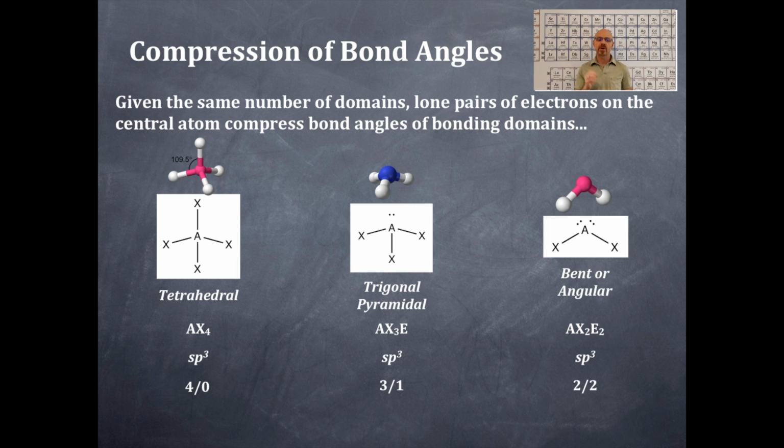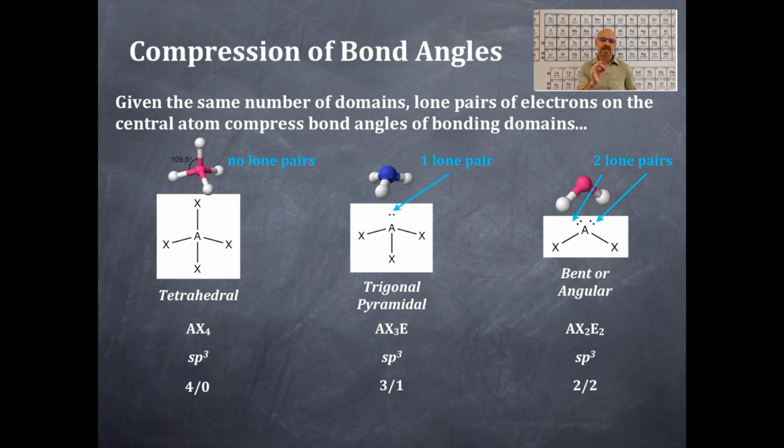The number of bonding and non-bonding domains are the following. On the far left-hand side, the tetrahedral with the AX4 structure, there are 4 bonding and no non-bonding, that's lone pairs. On the middle one, which is trigonal pyramidal, there's 3 bonding domains and 1 lone pair, that's non-bonding domain. On the far right-hand one, which is bent or angular, you have 2 bonding domains and 2 non-bonding domains, which are 2 sets of lone pairs of electrons.